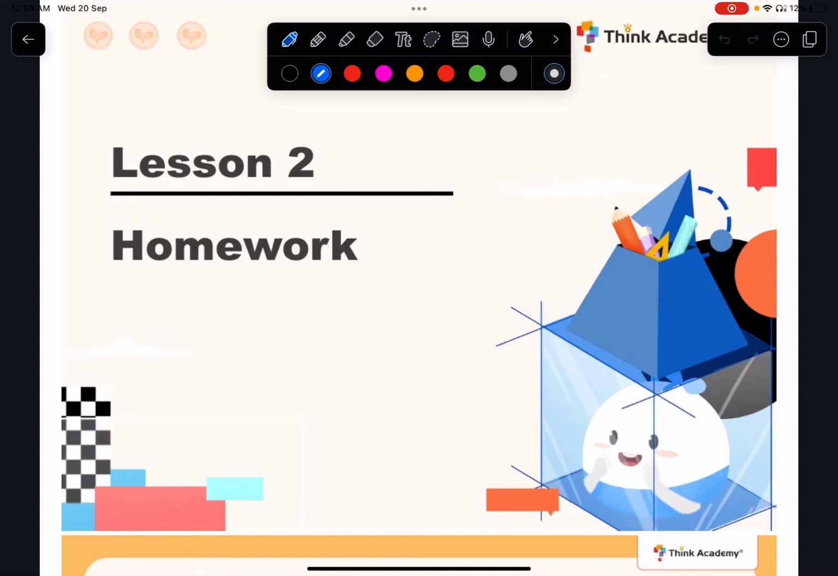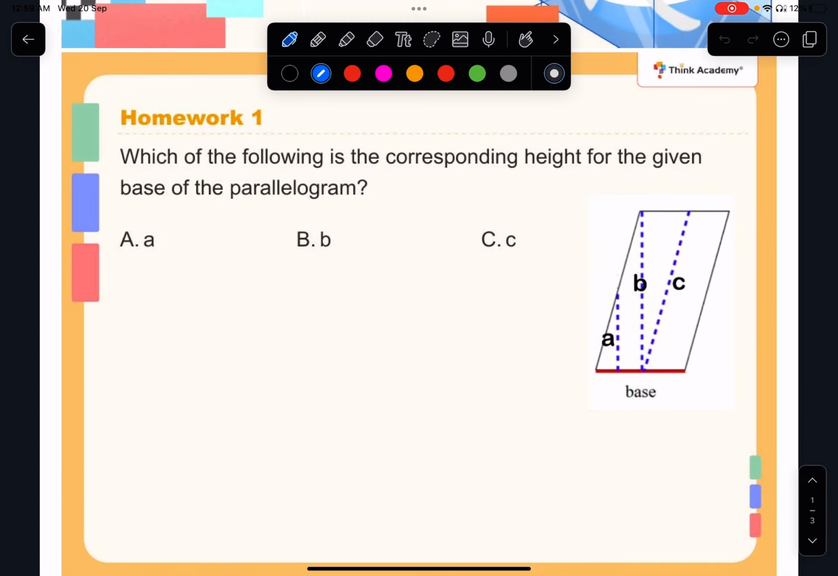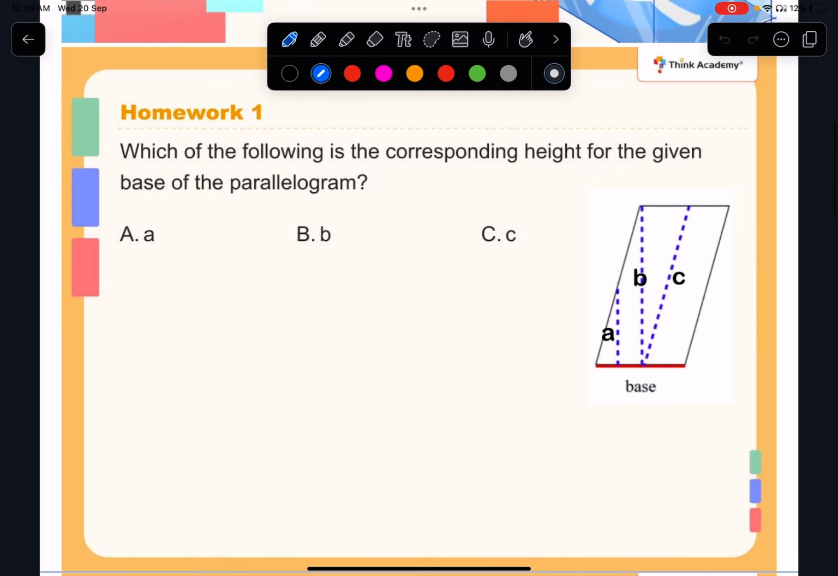So in lesson 2, we have learned about the parallelogram's area and also the area of a trapezium, right? So let's try to do the homework. We'll start from the first question. The first question is, which of the following is the corresponding height for the given base of this parallelogram?